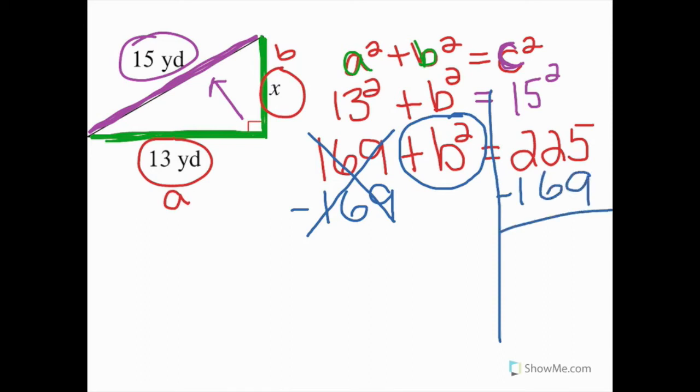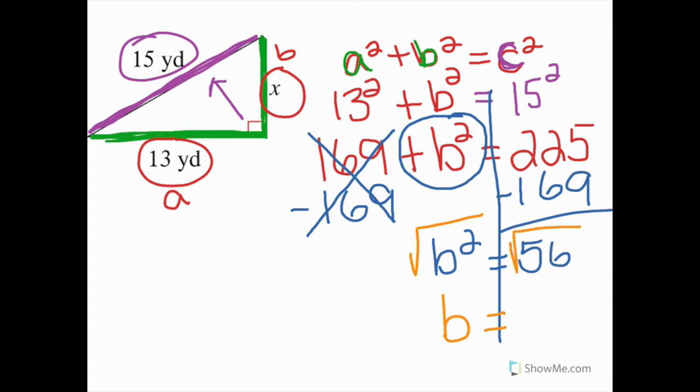So 225 minus 169 is going to give me 56. Bring down the B squared. And remember, you're not quite done yet. You want to get B by itself. So to get rid of that exponent or cancel it out, I want to do the opposite of squaring a variable and take the square root. And that'll get B by itself. Whatever you do to one side, you have to do the other.